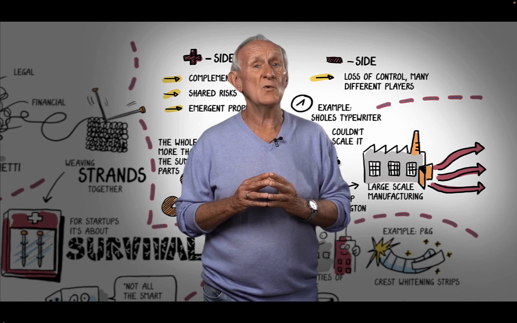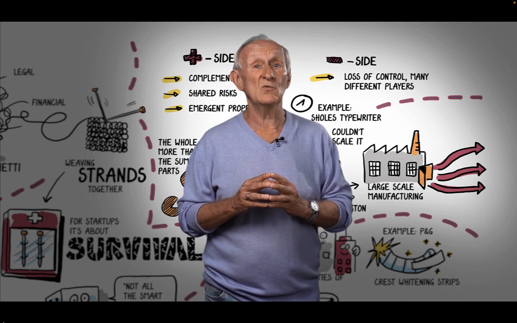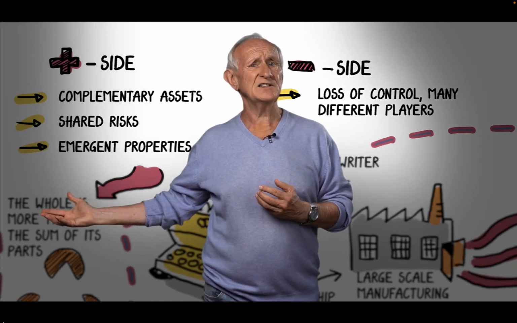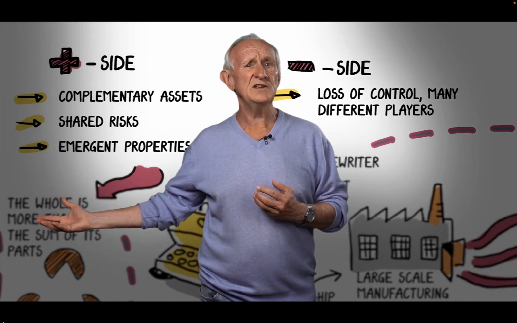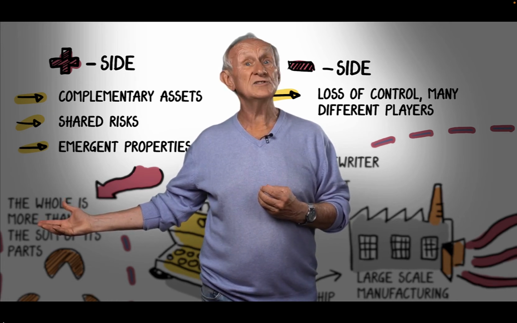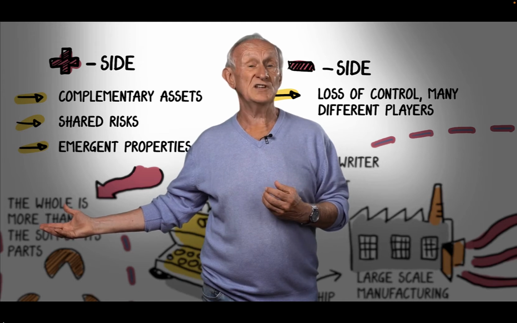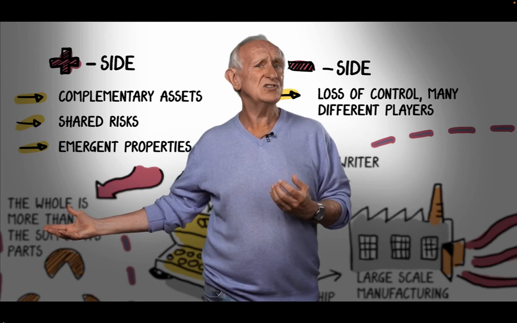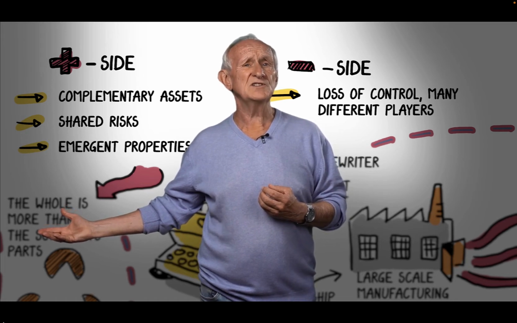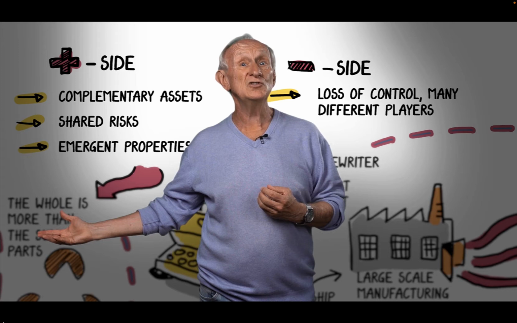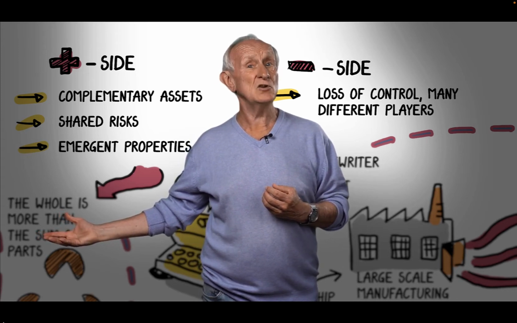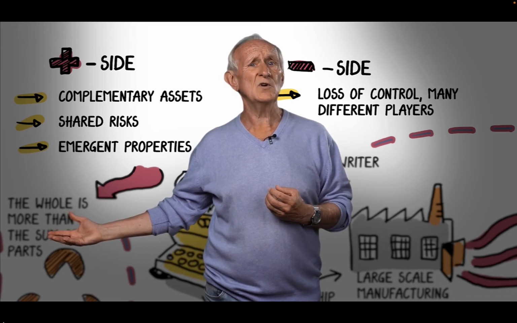There's some very good reasons why we might want to move to this world of networking. After all, on the plus side, we've got complementary assets. The who else and the what else do we need to bring our great innovation vision to fruition. We can also share the risks. Innovation's risky. If there are more of us doing it, we can share those risks. And most important, what we know about networks and systems is that they have emergent properties. The whole is greater than the sum of the parts. So, lots of good reasons for doing networking.